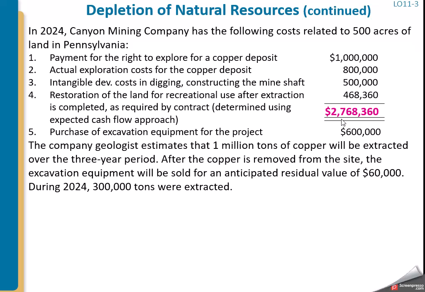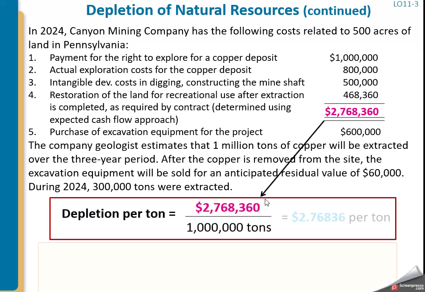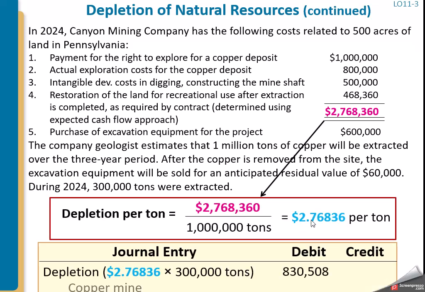So we have the 2,768,360. We estimate that 1 million tons of copper will be extracted. So then we're going to calculate our rate, and our rate's going to be $2.77 per ton. So then in a year that 300,000 tons were extracted, we're going to take the 300,000 times that rate to calculate out what that depletion expense would be. And then we're going to reduce the value of the mine.